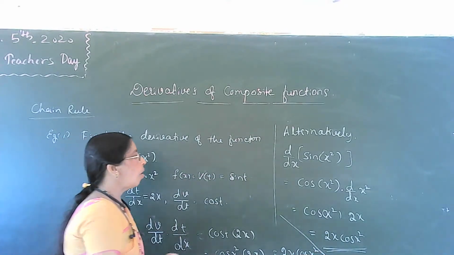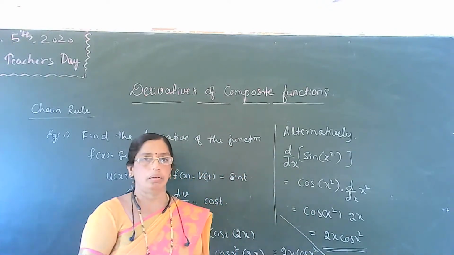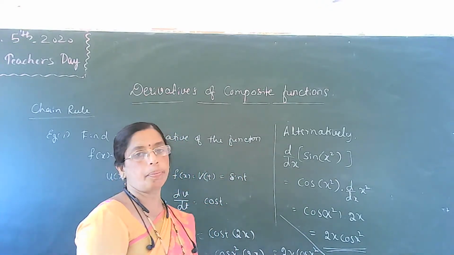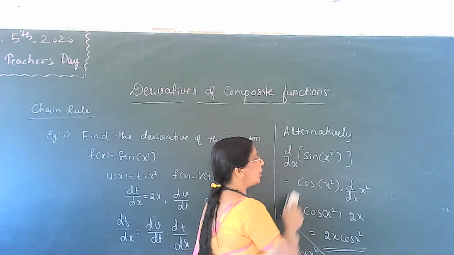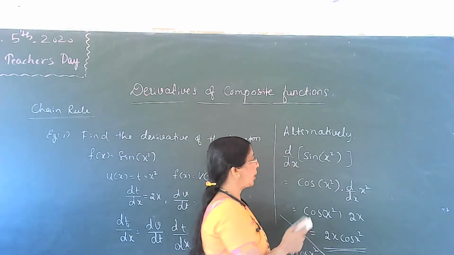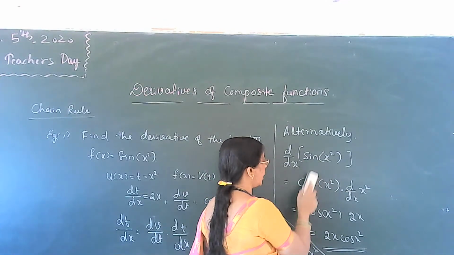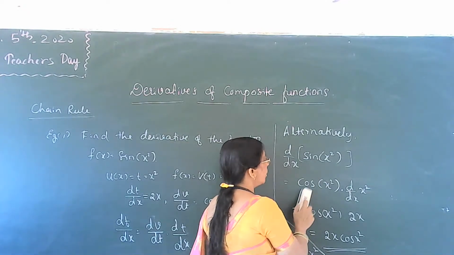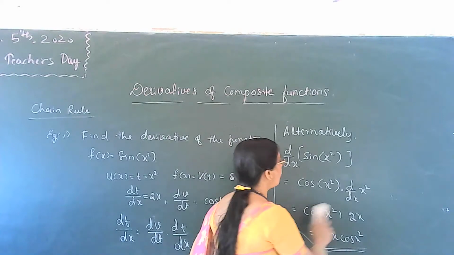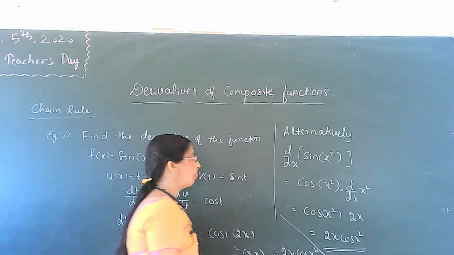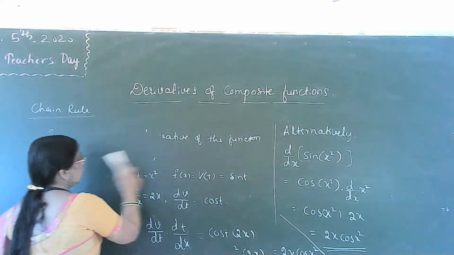You follow these steps, and you can find the value of the composite function easily. But here we have to find the derivative of the functions u and v. So first you find the derivative of sin x, then find the derivative of x square, and multiply both of these to find the derivative of the composite function.